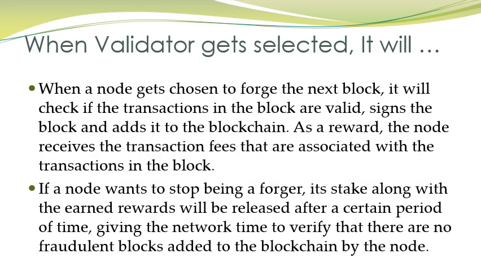So when a validator gets selected, what does the validator have to do? When a node gets selected to propose a block, when a node gets chosen to forge the block, it will check. First the node will check if the transactions in the block are valid or not. Then it will sign the block with its private key and add this block to the blockchain. And as a reward, the node receives the transaction fees.